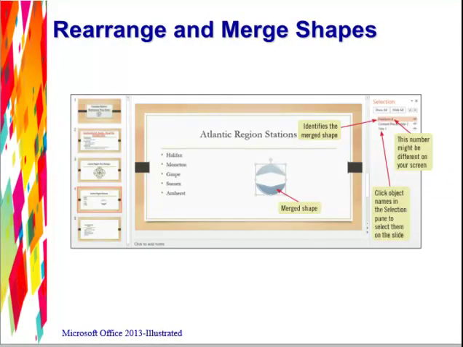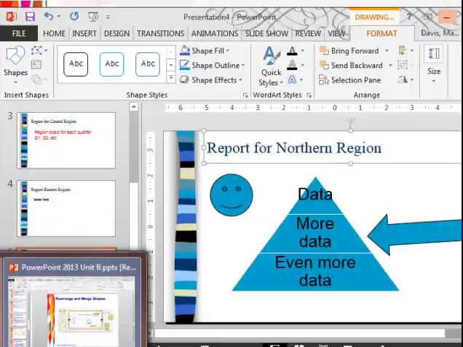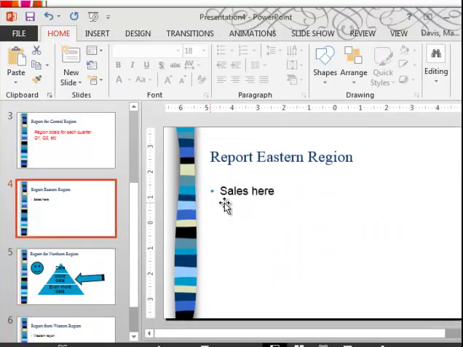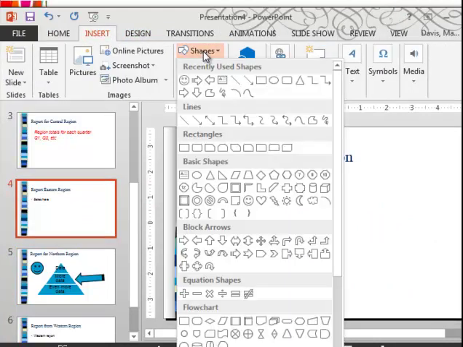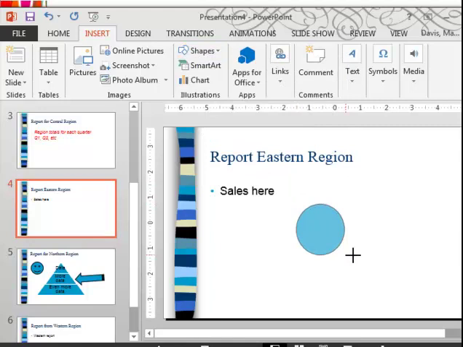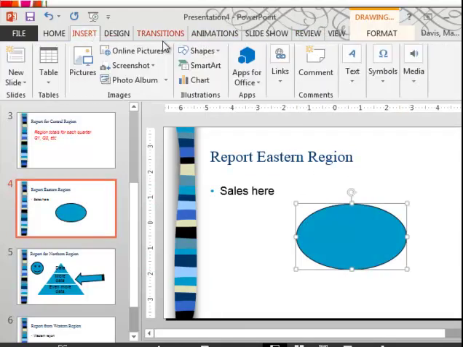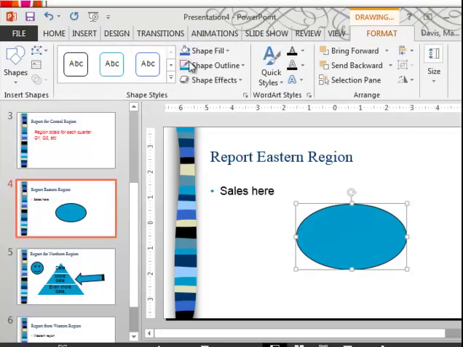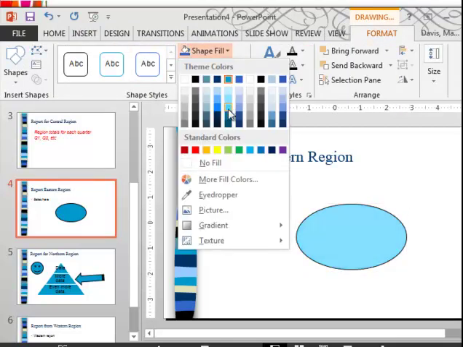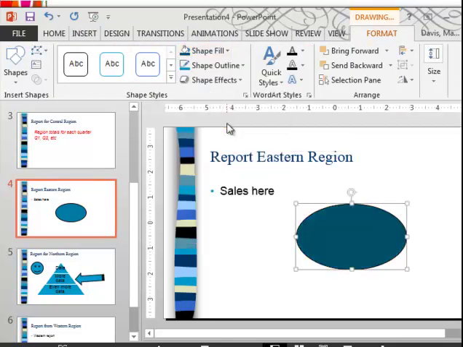So if we were going to do something like that currently with the shapes that we have here, let's go to this slide. Let's insert shapes. We're going to insert, let's say, what do we want to pick? Let's pick an oval. We'll draw an oval here. If we want to change the color, we're going to look at formatting. The shape fill, we're going to change the color of the fill to a darker blue.